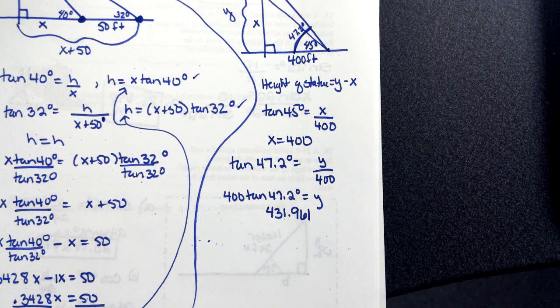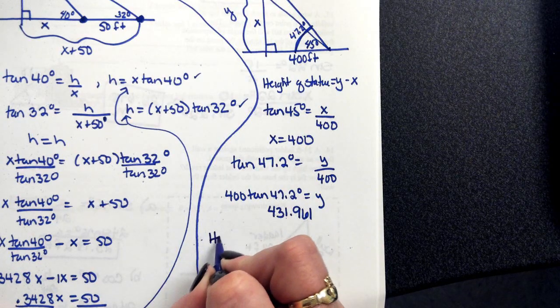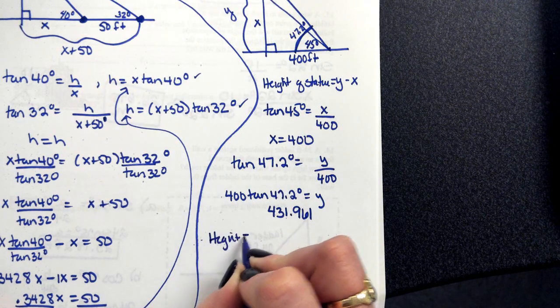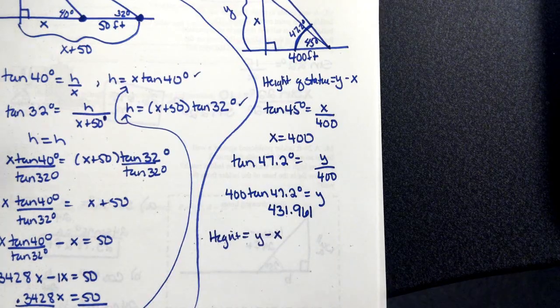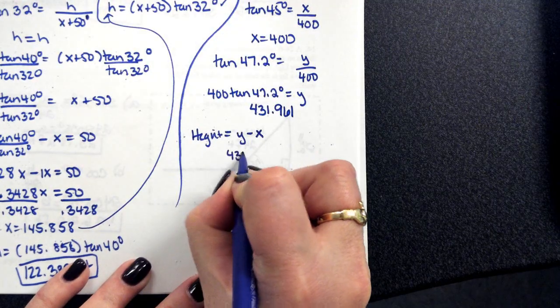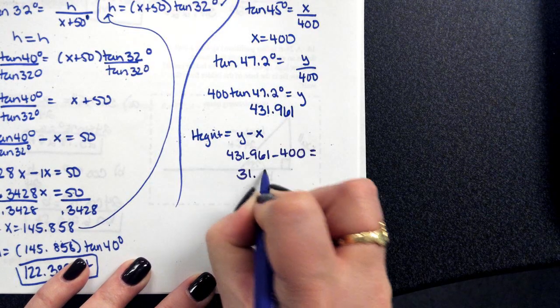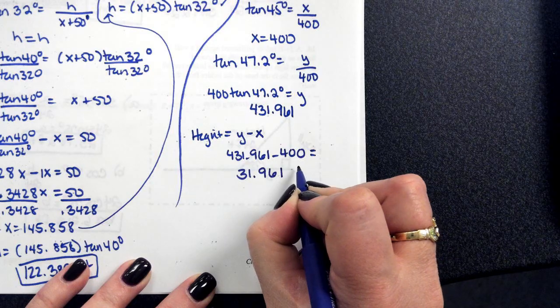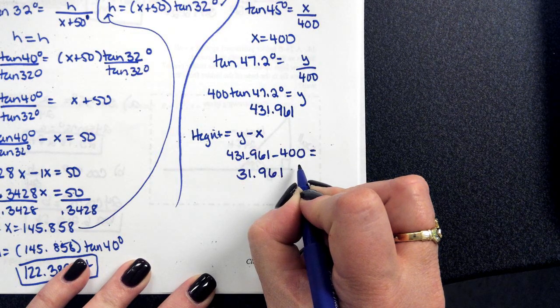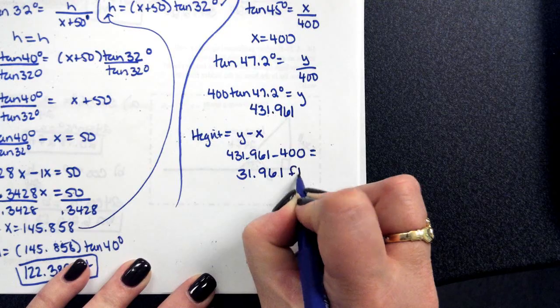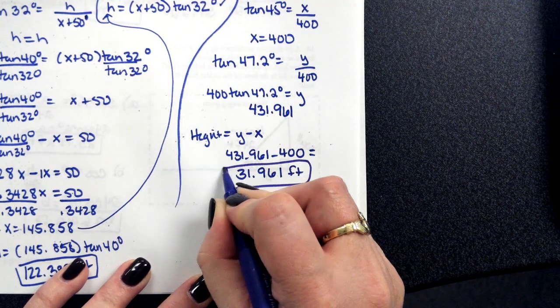So I know the height of the building is 400. I know that the distance from the ground to the top of the statue is 431.961. So now to answer the question, to find the height of that statue, I'm going to have to take y minus x. So 431.961 minus 400. The height of the statue is going to be 31.961. Is it in feet? Feet, yes. Okay.